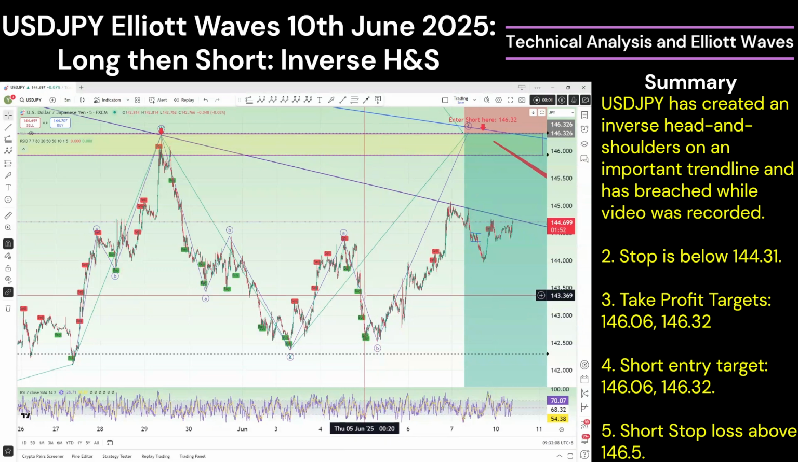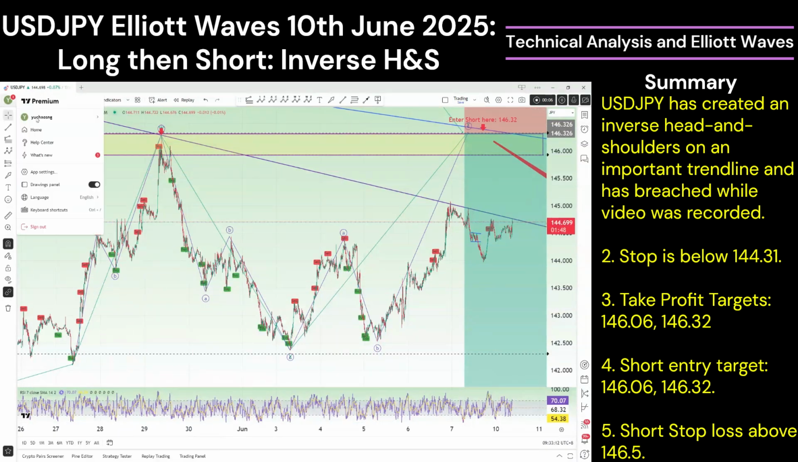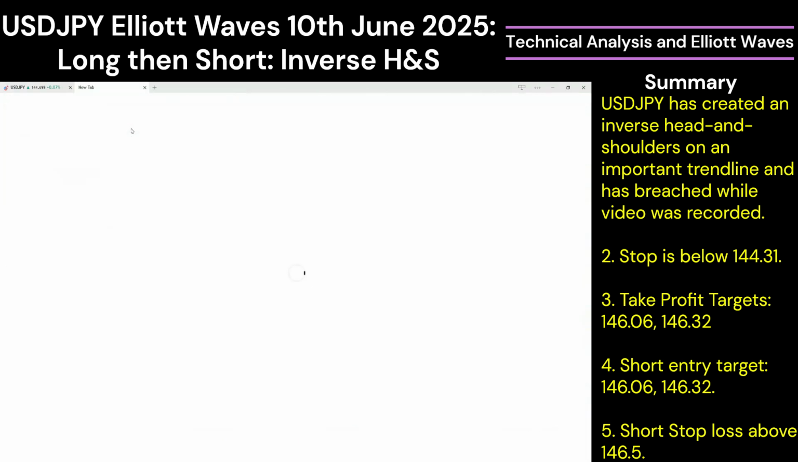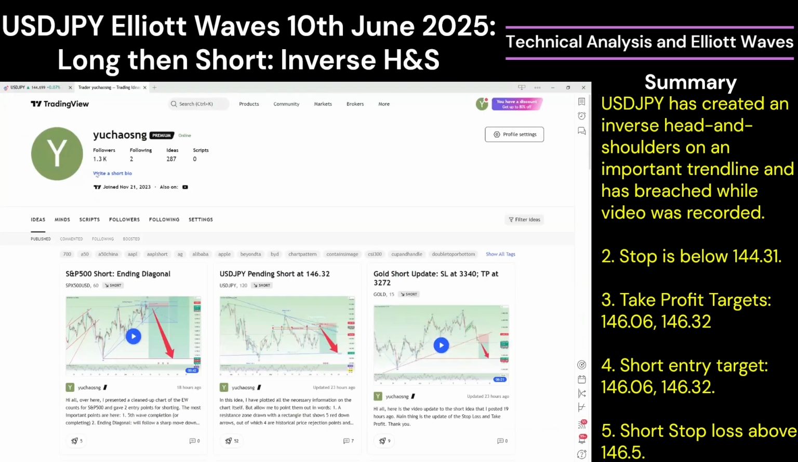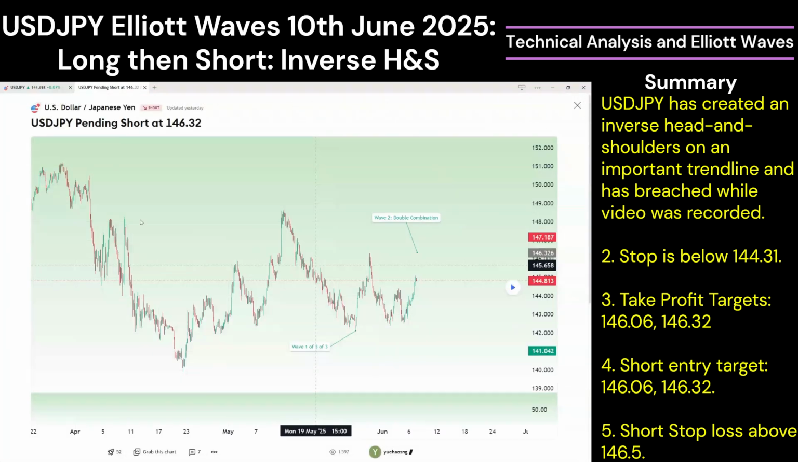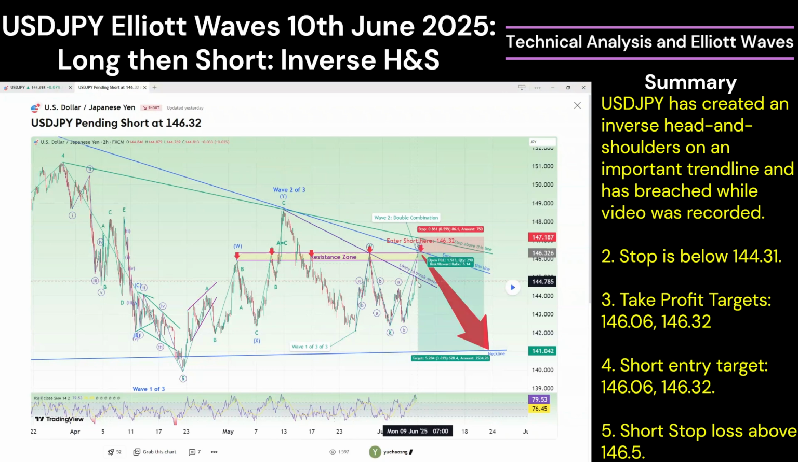Hello and welcome to another Elliott Wave analysis. Today this is a follow-up to the dollar yen idea that I posted yesterday. Over here you see that I posted and said that it is likely to break out to this blue color trend line. So this was the original idea.